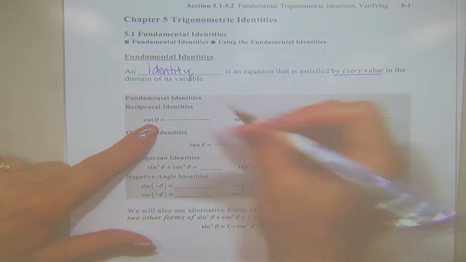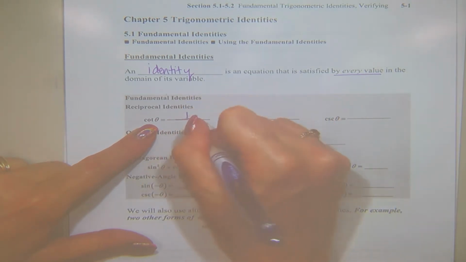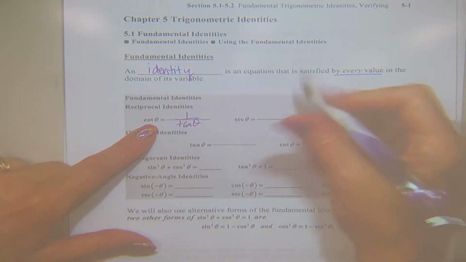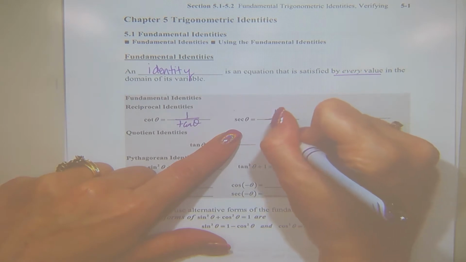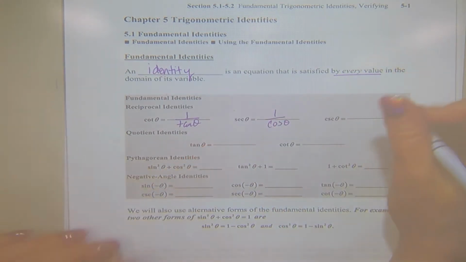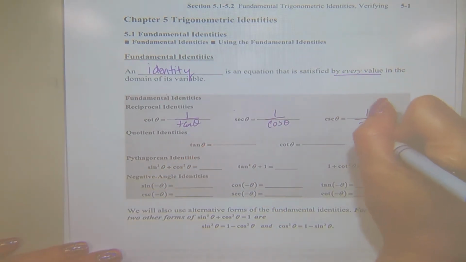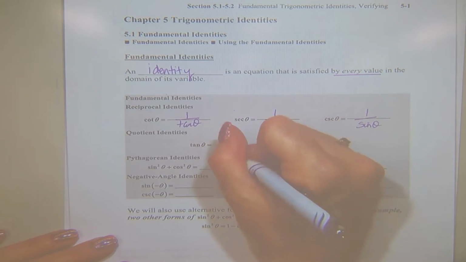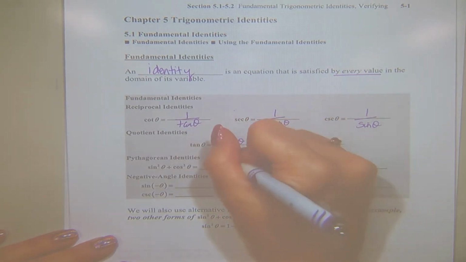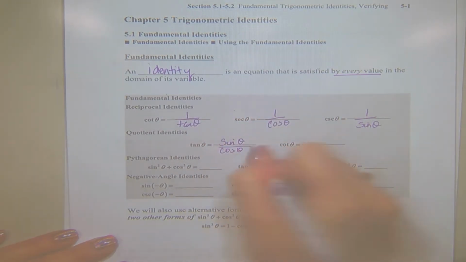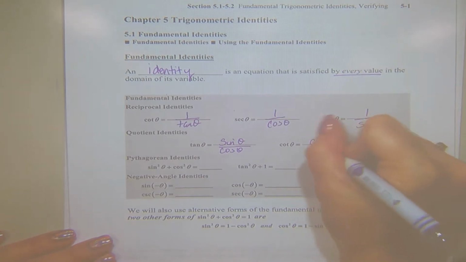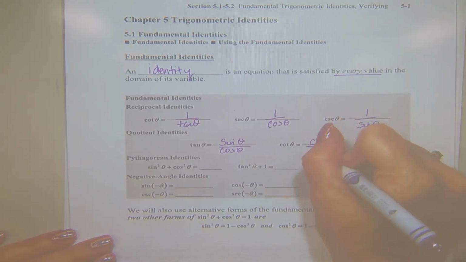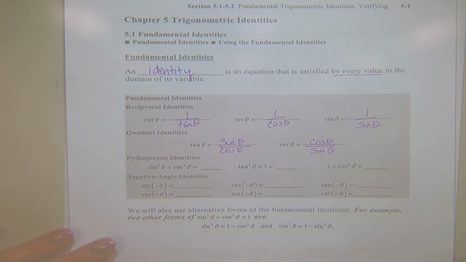Cotangent theta is the reciprocal of tangent. So cotangent is the same thing as 1 over tangent. Secant is the same thing as 1 over cosine theta, and cosecant theta is the same thing as 1 over sine theta. Then we have our quotient identities, because tangent theta is sine theta over cosine theta, and cotangent theta is the reciprocal of that, cosine theta over sine theta.